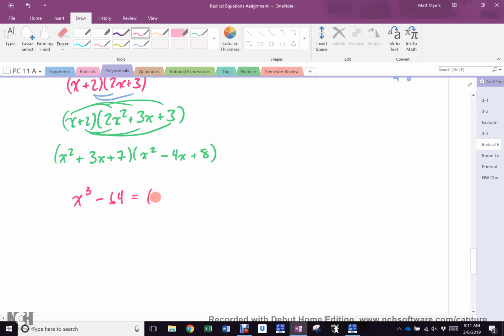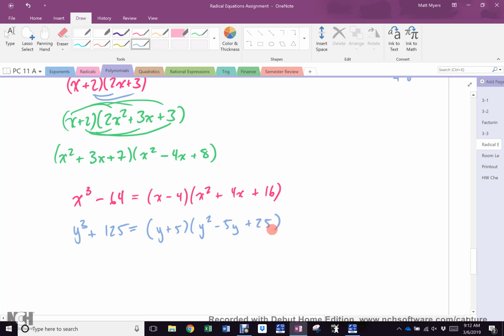And it is what? x minus 4, because it's cube roots. Then it's x squared, it's a minus, so plus 4x plus 16. And if it was this, y cubed plus 125, what would it be? y plus 5, times y squared minus 5y plus 25. Right? What if it was 2x cubed and 128? What would you do?